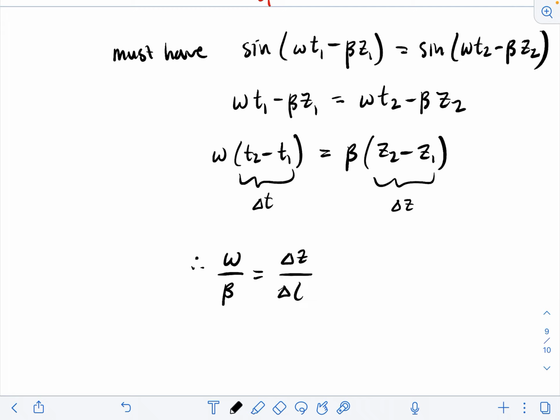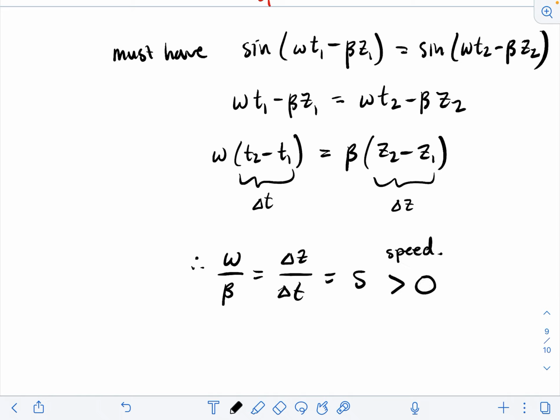But delta z over delta t is just the speed. So I'm going to use S for the speed. I'm not going to use V because that would be confusing with the voltage. And so S is the speed. And let's note that this is positive. It's greater than 0.